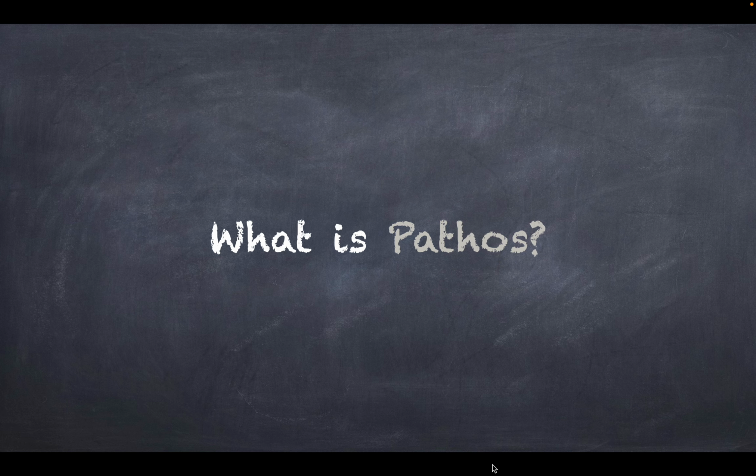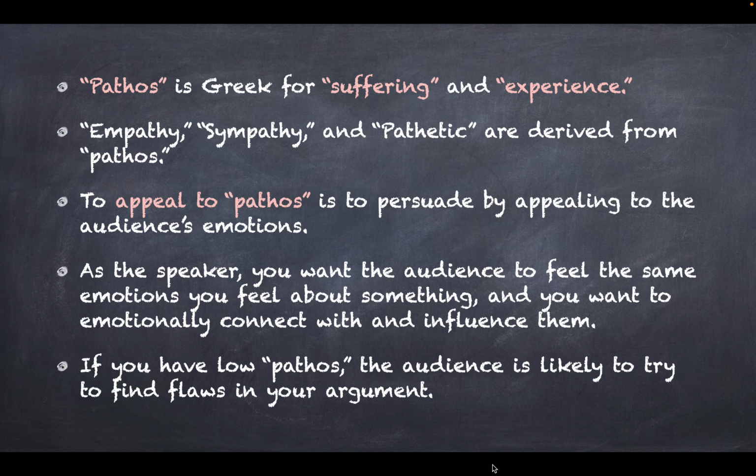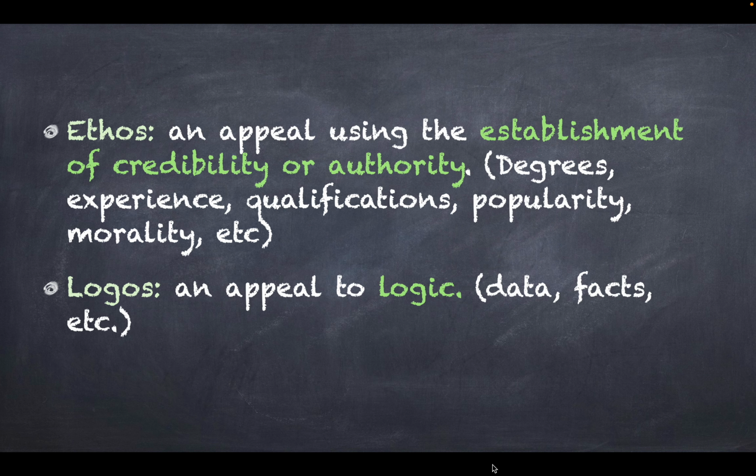What is pathos? Pathos is Greek for suffering and experience. Words like empathy, sympathy, and pathetic are derived from pathos. To appeal to pathos is to persuade by appealing to the audience's emotions. As the speaker, you want the audience to feel the same emotions you feel about something, and you want to emotionally connect with and influence them. If you have low pathos, the audience is likely to try to find flaws in your argument.